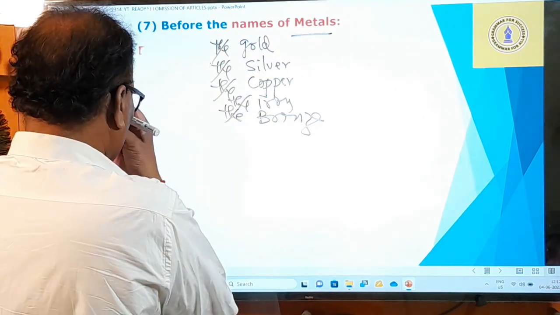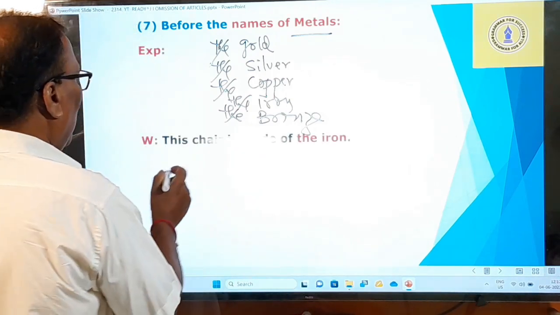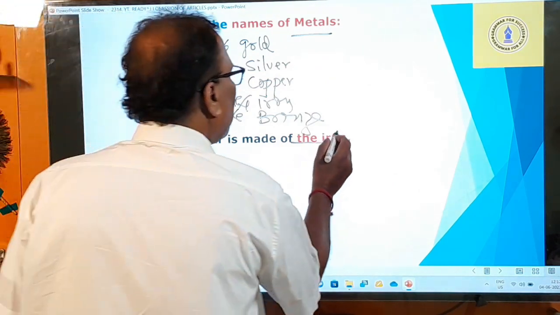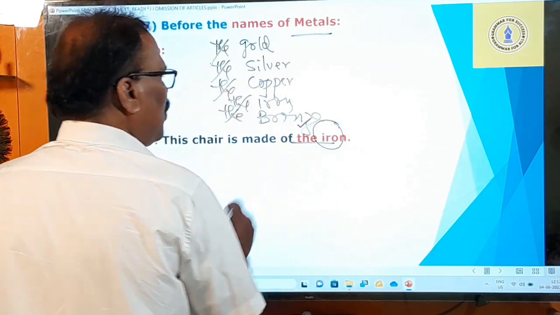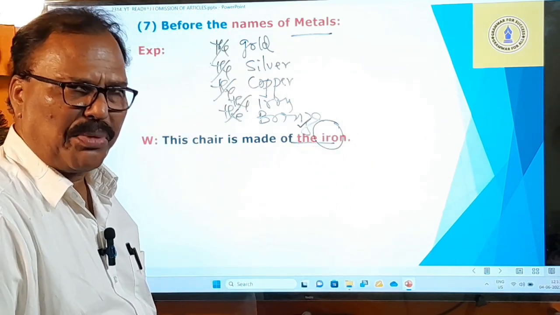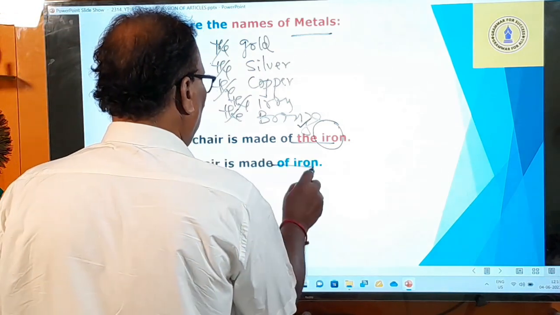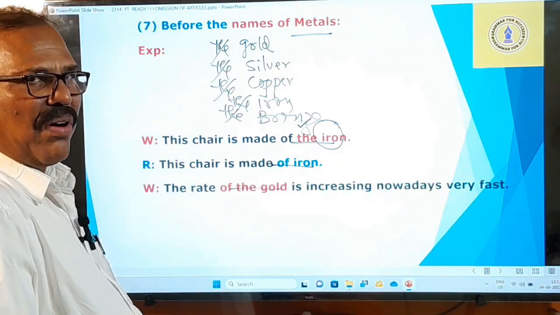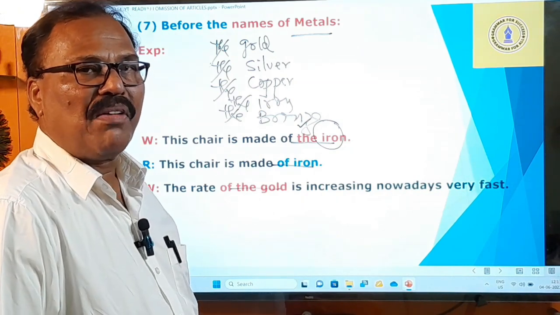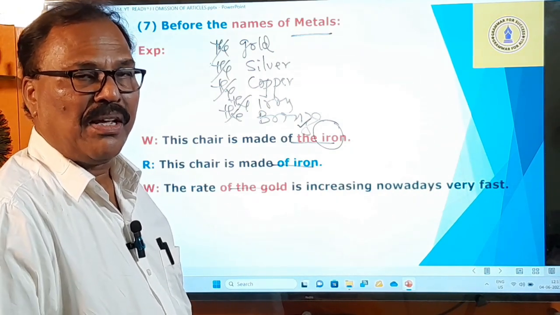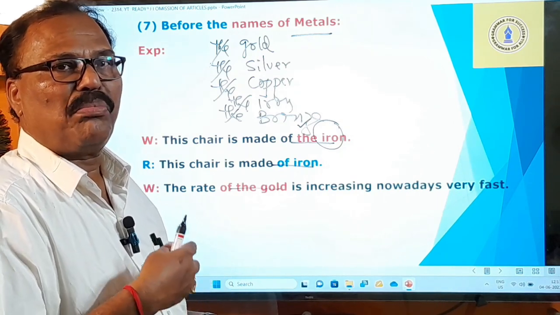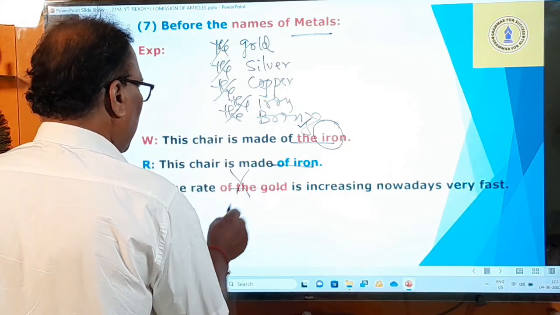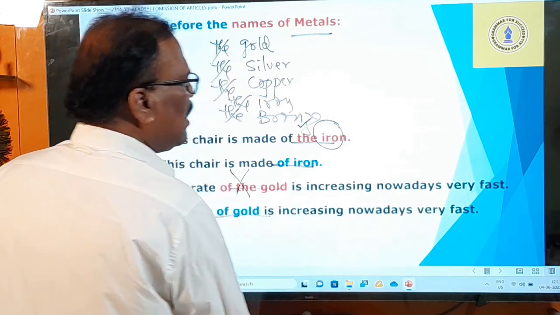And here, let us see the examples. The chair is made of the iron. Okay, the chair is made of the iron. Here iron is a metal, and before that, the article the is used. Any article should not be used. So that's a mistake. Then you have to say, the chair is made of iron. Right, and here, the rate of the gold is increasing nowadays very fast. You know very well because of the withdrawal of 2000 notes from the market, from the circulation, people are trying to buy gold in large quantities. That's why the rate of the gold, no, don't say the gold, but the rate of gold is increasing nowadays very fast.